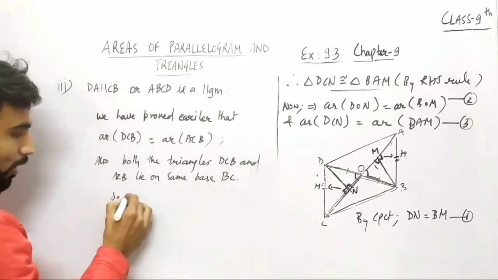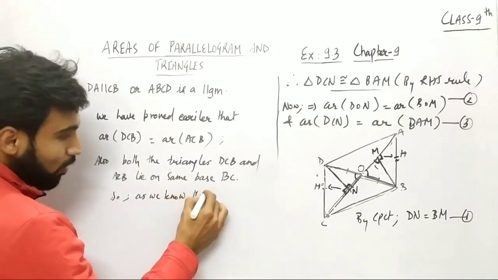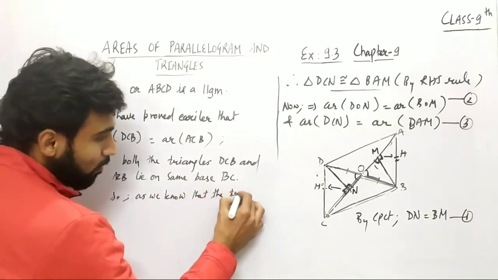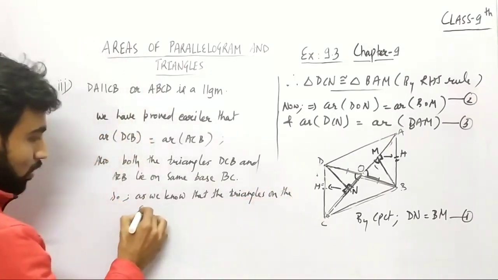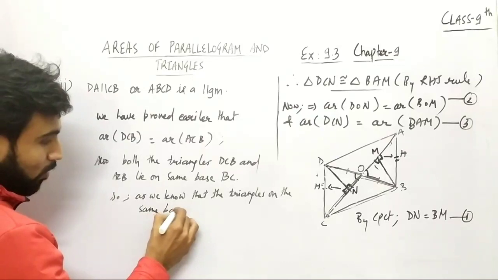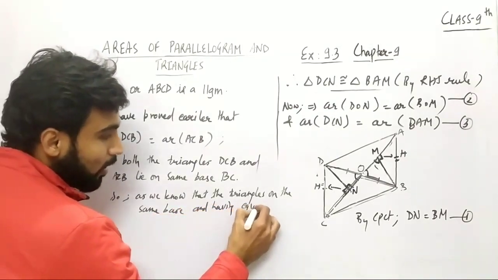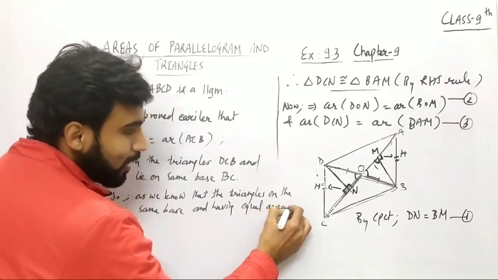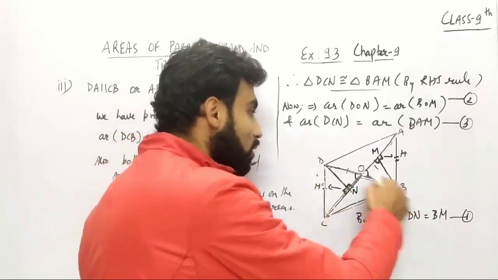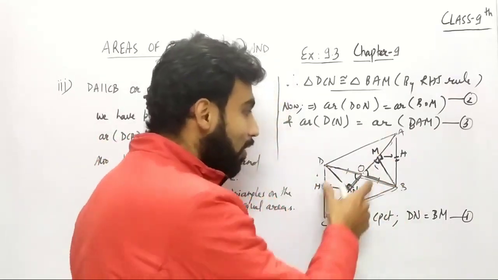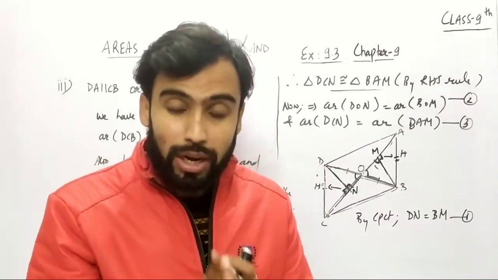So as we know that the triangles on the same base and having equal areas, so जैसे कि आपको पता है कि एक प्रॉपर्टी होती है that the triangles on the same base and having equal area lie between the same parallel lines, right?